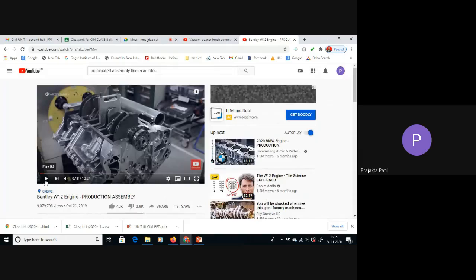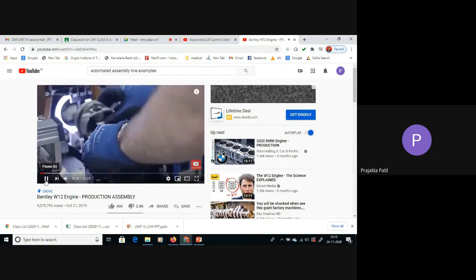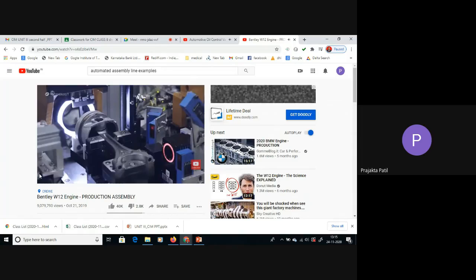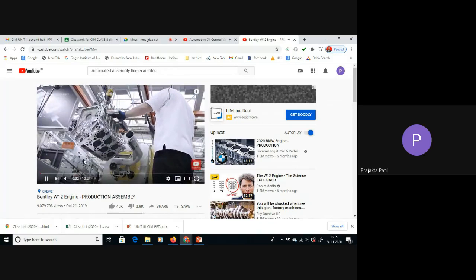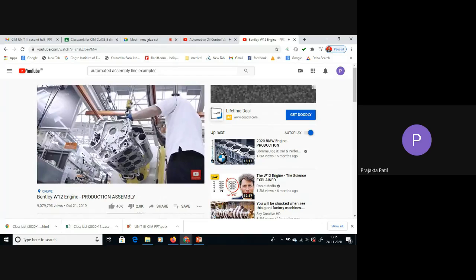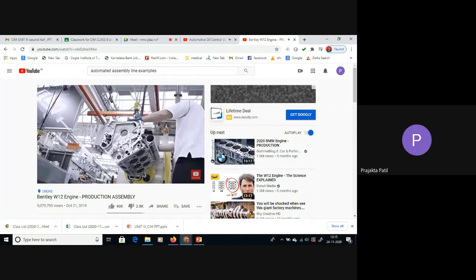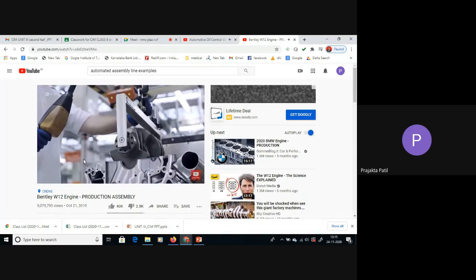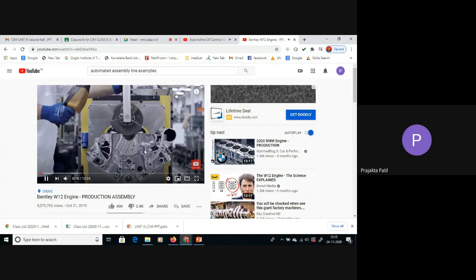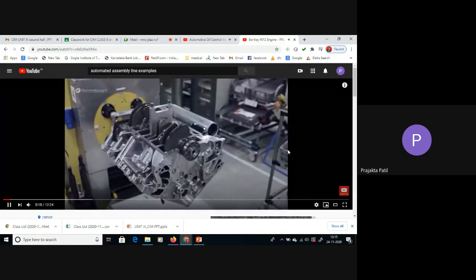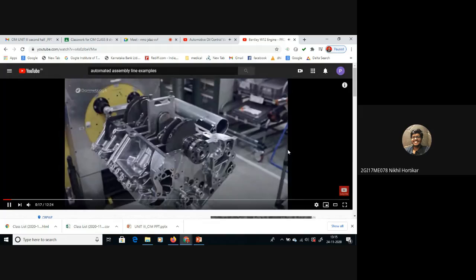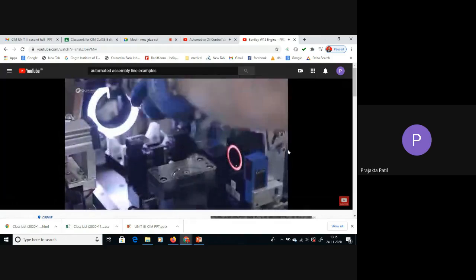This is also another production assembly video. This is of the Bentley car. See this. Here you cannot use a part delivery system. See how it is getting assembled. Is it visible? Yes, ma'am. Yeah. So such videos you all can see on YouTube.